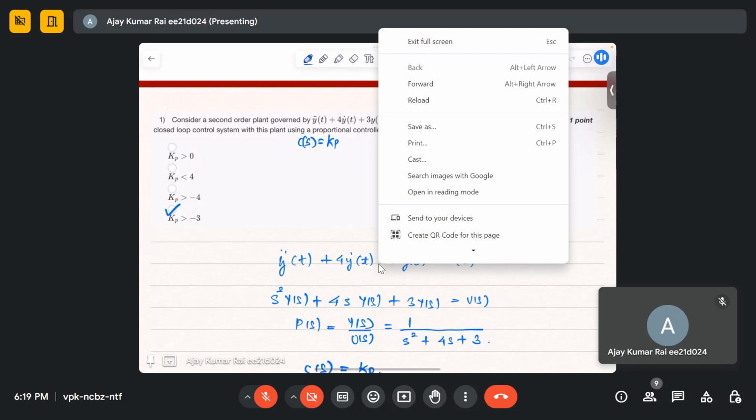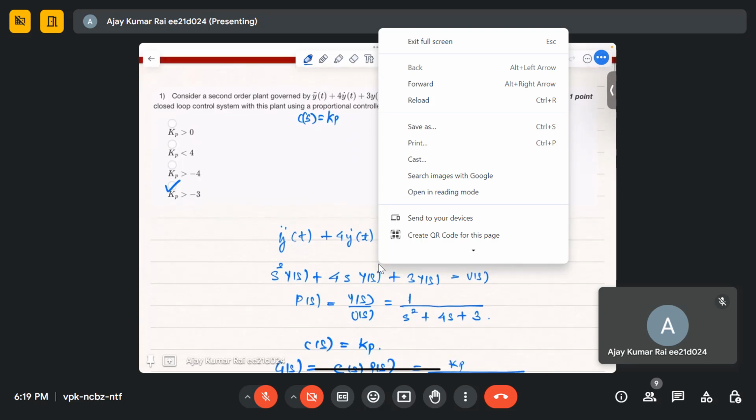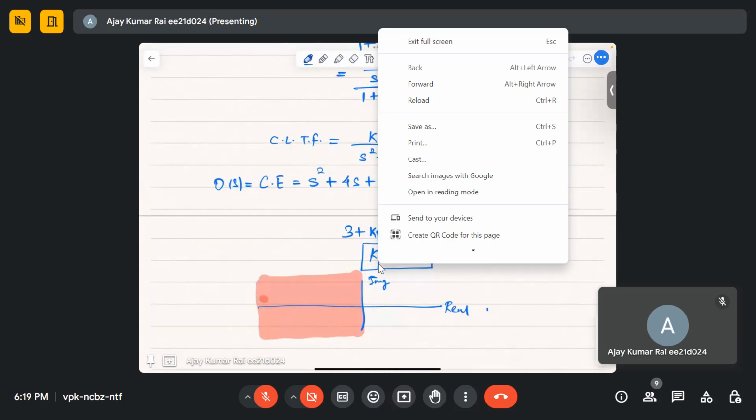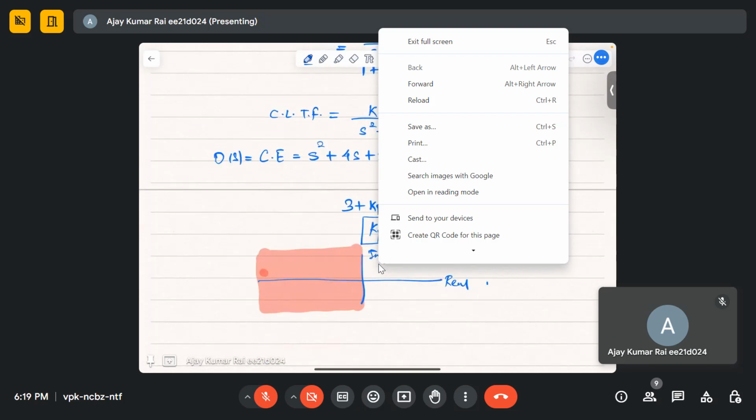Kp should be greater than -3. Okay. So if you keep Kp greater than -3, then you ensure that there will be two roots, and both the roots will be lying on the left half plane. Okay.